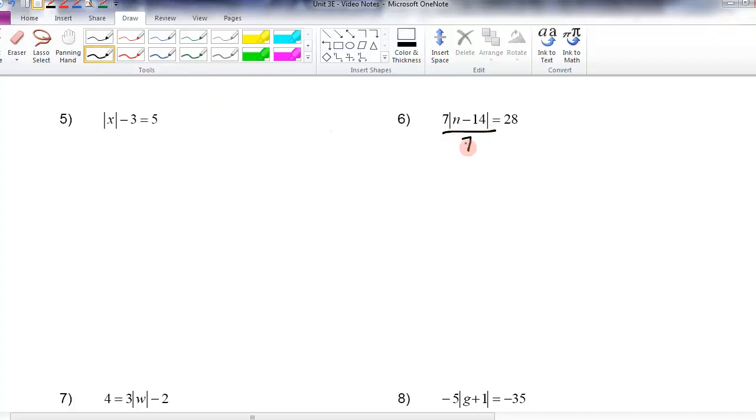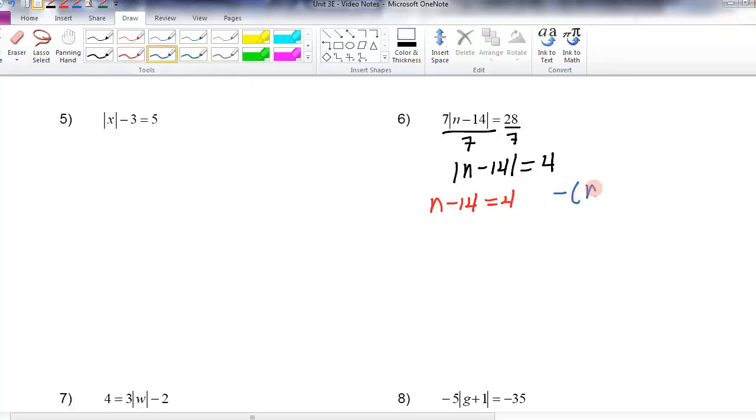So go back to our rules. Rule 1, solve for the absolute value. So we're going to solve for this. To get rid of this 7, we're going to divide by 7. I'm going to divide by 7 to both sides, right? Keep my equality true. So I divide by 7, those turn into 1, leaving my absolute value of n minus 14, which I'm going to get my 2 forms from, and 28 divided by 7 is just 4. All right, so now the absolute value is isolated.